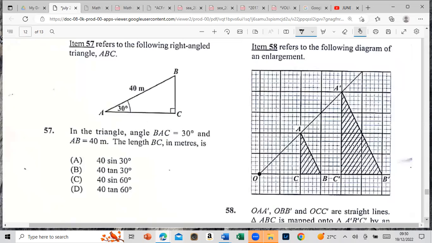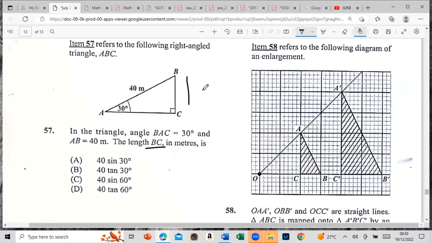Now 57. Refer to the following right angle triangle ABCD. In ABC, guys, let's go now. It says AB equals 40. The length BC in meters is. So what would be the length BC? How can we find that? Using the trig ratio, because obviously that's what they want us to do. But the good thing is we don't have to complete. Alright, so let's see what we're finding. The length BC, which is the height.